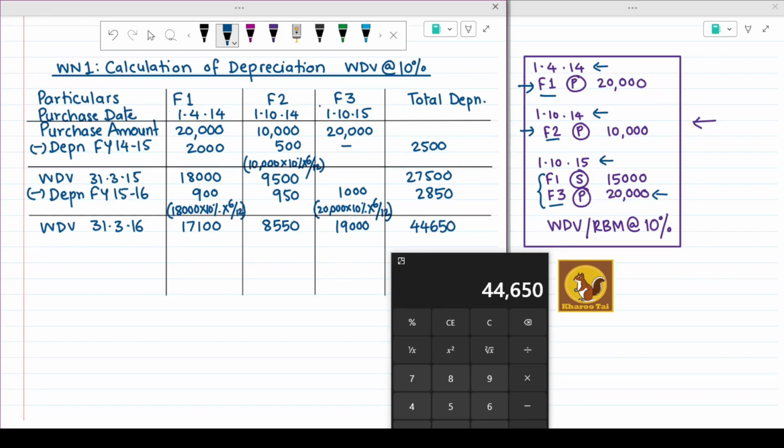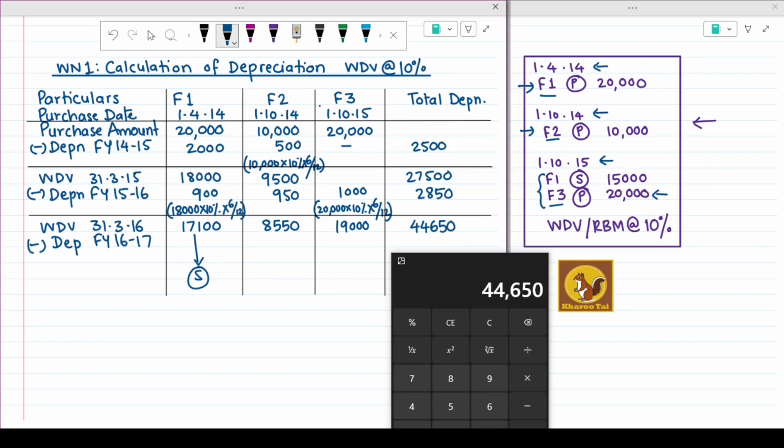And then depreciation in the third year, that is last year, depreciation for financial year 16-17. In this year, there are no purchase or sale transactions. So we will only calculate the depreciation. First furniture, the first asset was sold, so no depreciation on that asset will be charged in third year. But we have furniture 2 and furniture 3, and these assets were in the business for the entire year. So we will calculate the depreciation for full year.